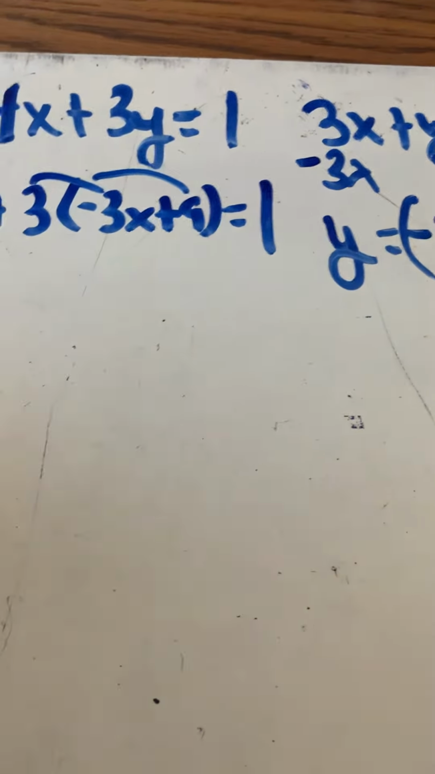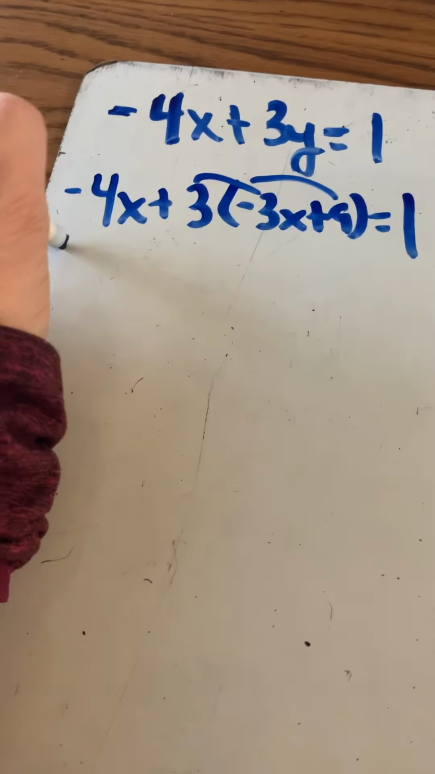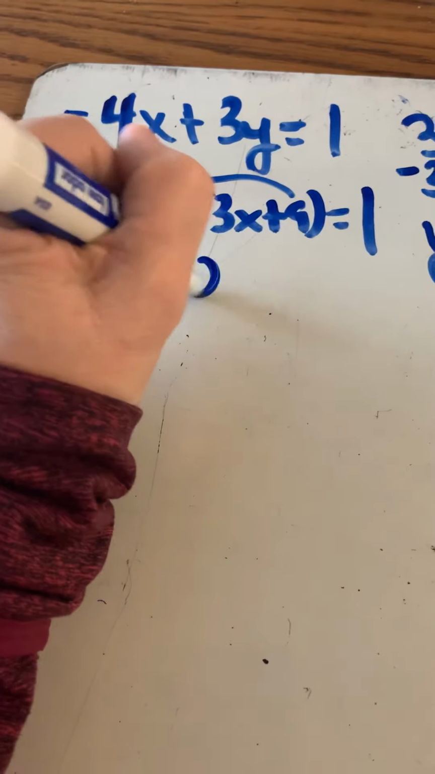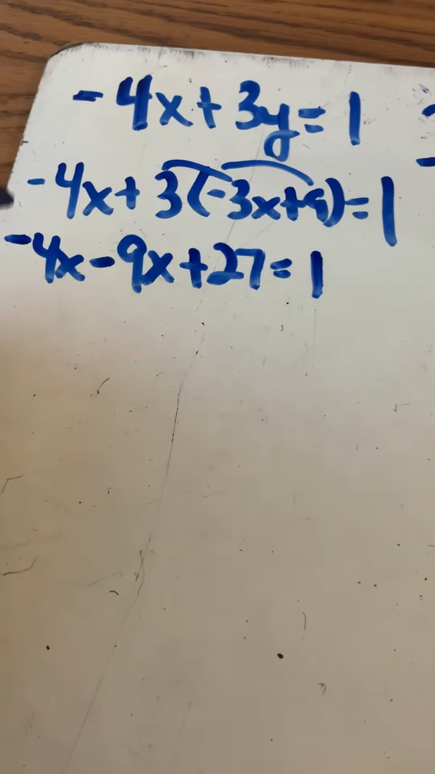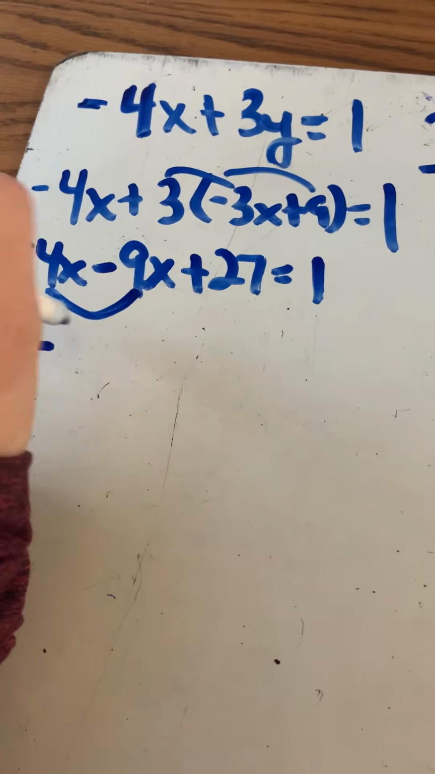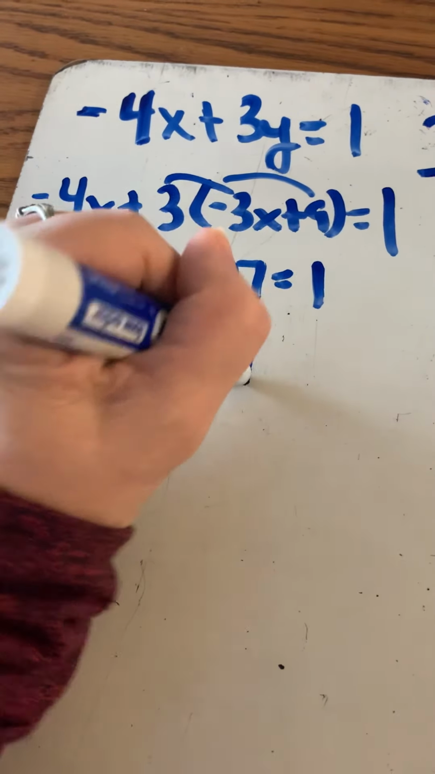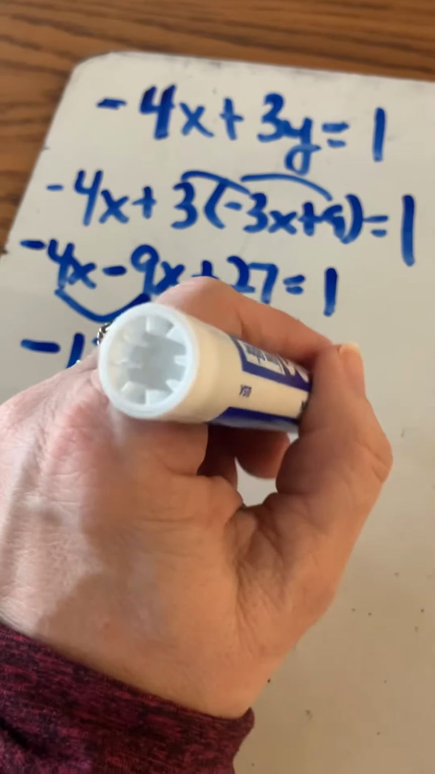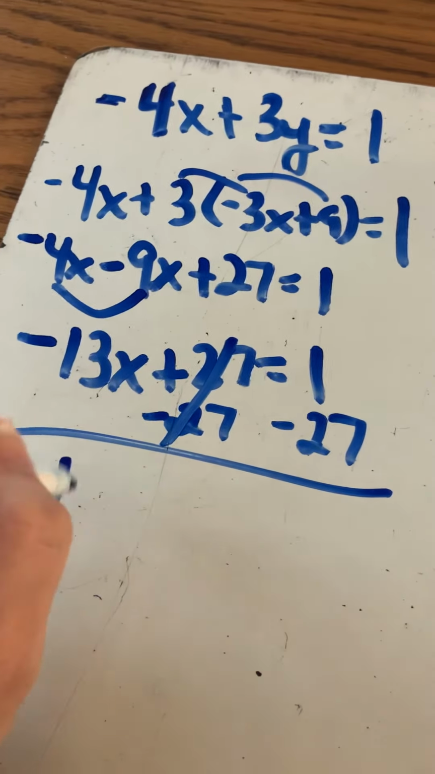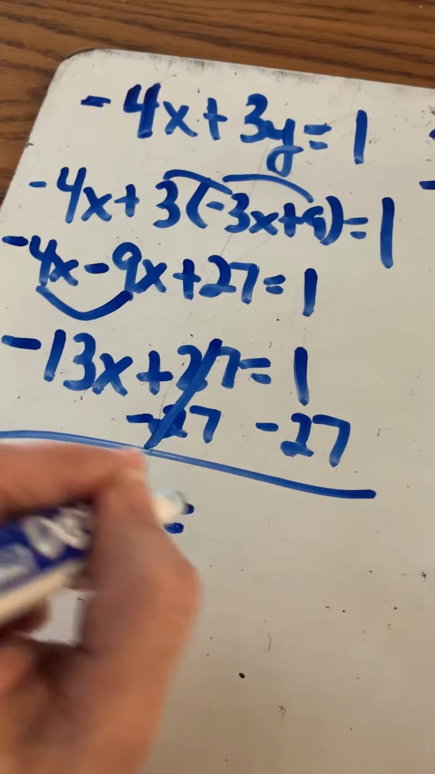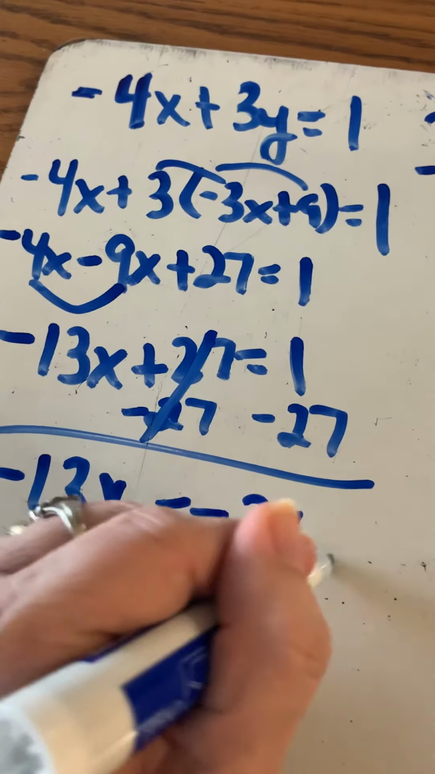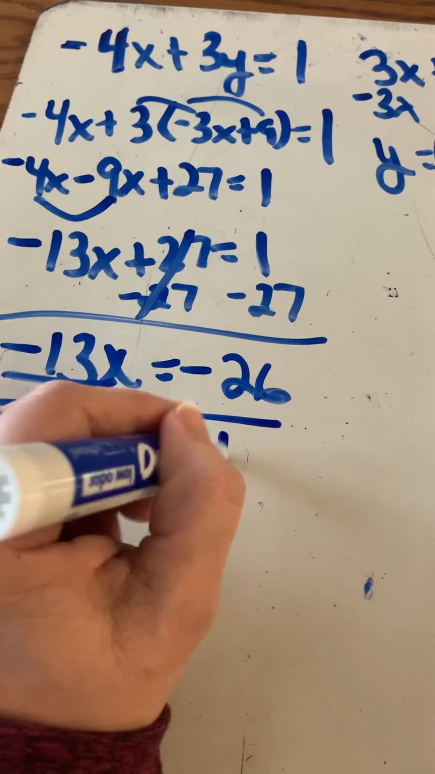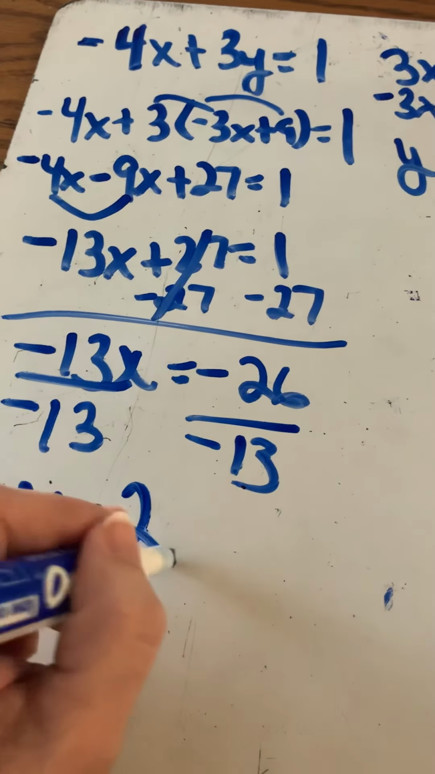I'm going to distribute the 3 to both terms. So I have negative 4x minus 9x plus 27 equals 1. So I'm going to combine my x terms. So I have negative 13x plus 27 equals 1. I'm going to subtract 27 from both sides to isolate the variable. I have negative 13x equals negative 26. Divide both sides by negative 13, and x equals positive 2.